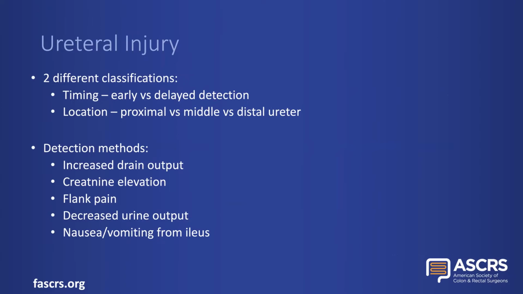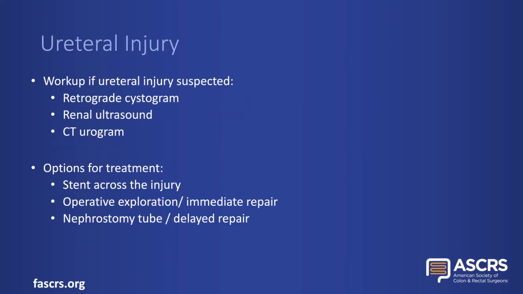So there's two different classifications: the timing, early versus delayed detection, and then the location in the ureter. The detection methods are, if you have a drain, you might have increased drain output that you would want to check for creatinine. You also, if you don't have a drain and your creatinine's going high, it may be because you tied off the ureter.